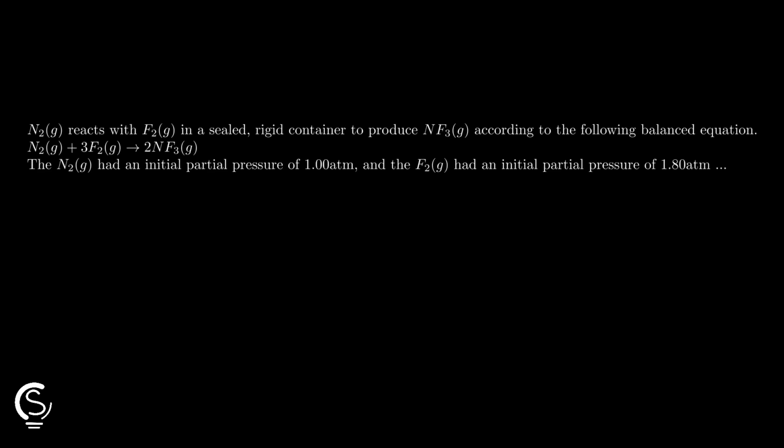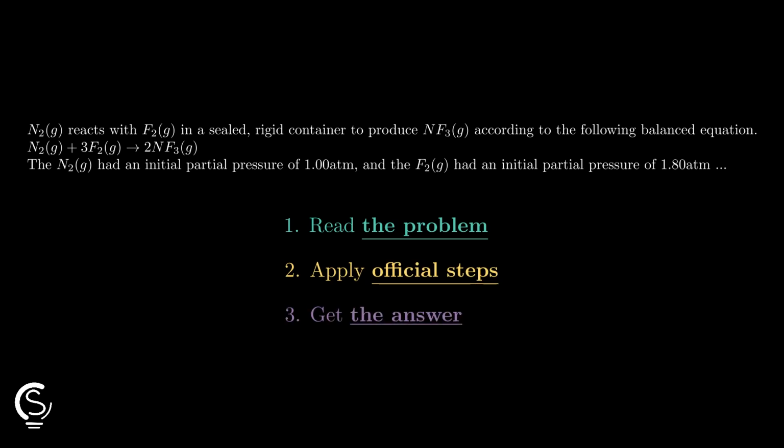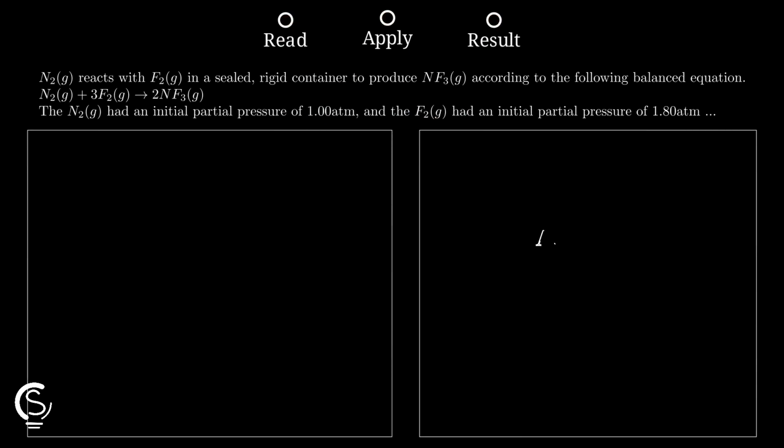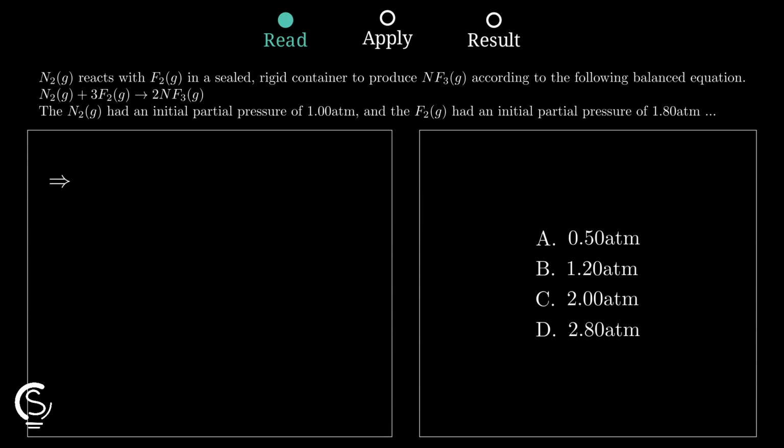I got your back. Nitrogen and fluorine gas react in a rigid container to form nitrogen trifluoride. We must find the maximum pressure produced by this reaction. First, look at the balanced equation where 1 mole of nitrogen reacts with 3 moles of fluorine. We must determine which reactant runs out first to find the total product yield.